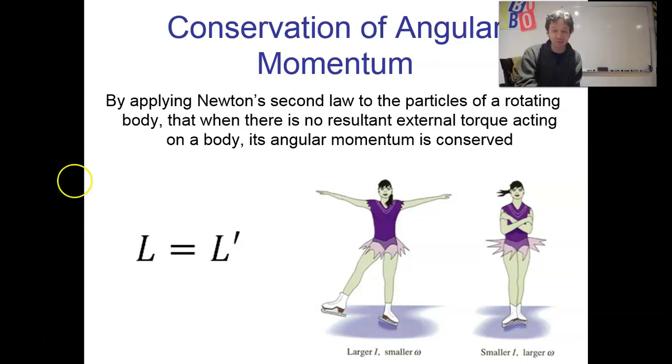And here's an example. If you've ever seen figure skaters, right? They've got their arms out. When their arms are out, they actually have a very large, no, sorry, not a large angular momentum, a large moment of inertia, right? And when they bring their arms in, their moment of inertia decreases. Now, in order for angular momentum to be conserved, if their moment of inertia decreases, their angular velocity must increase, and that's why they start spinning fast.